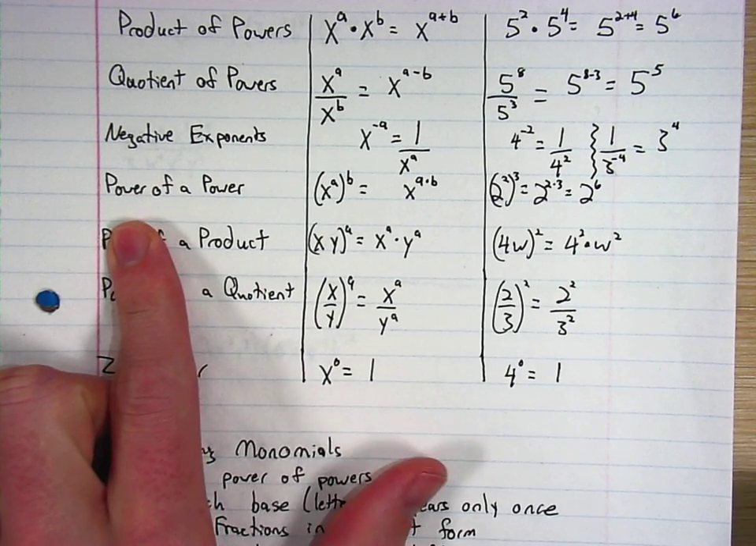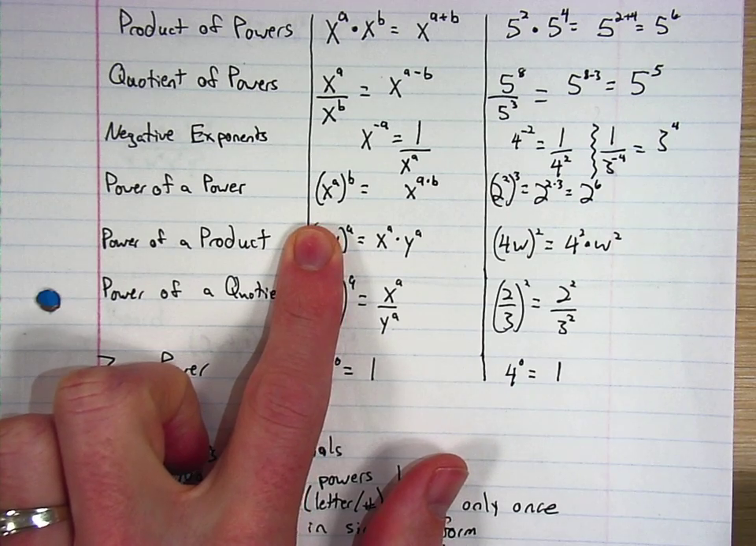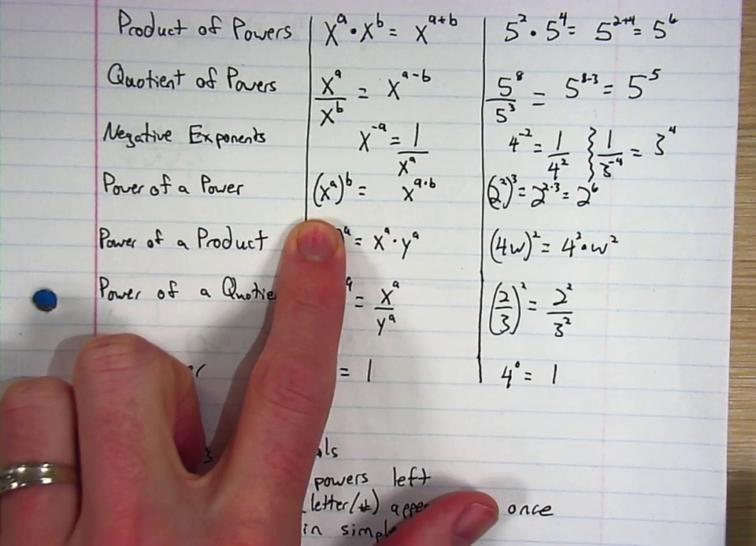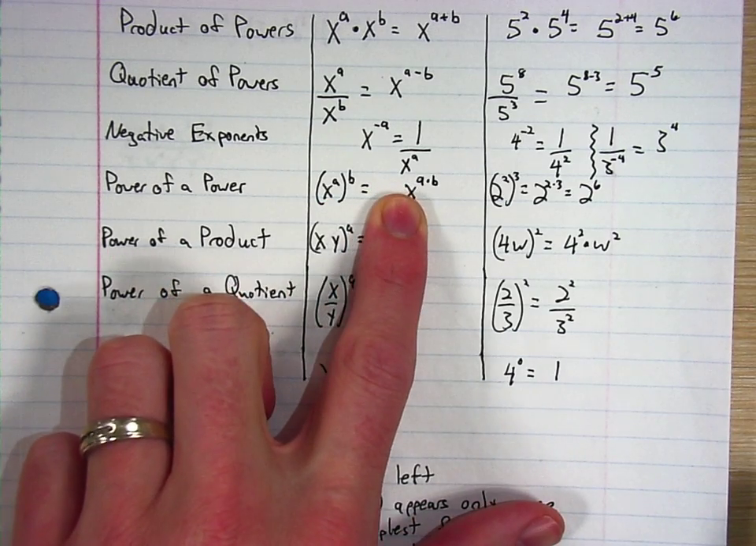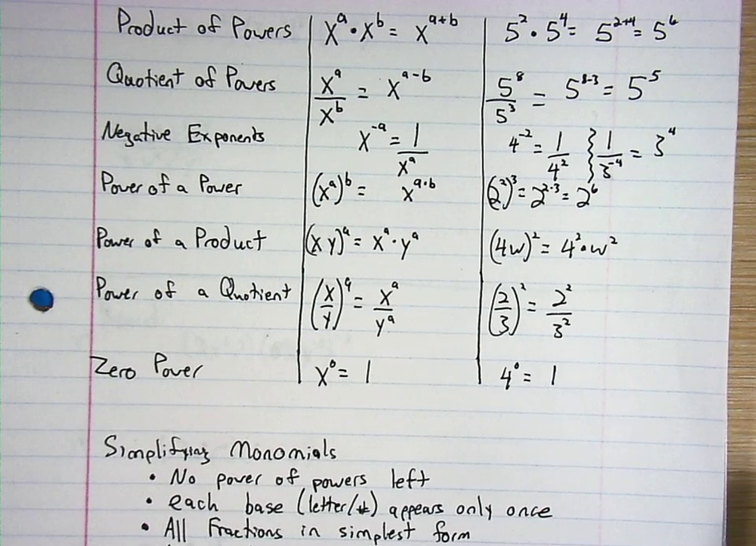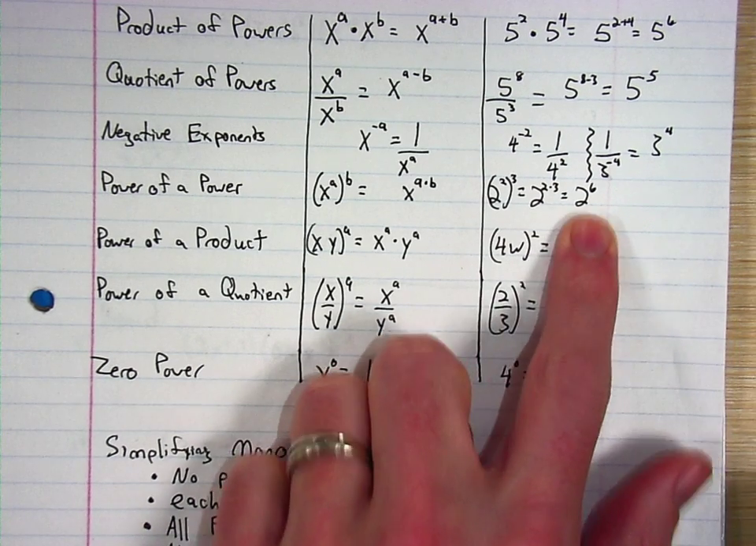Then we have the power of a power property. x to the a, parentheses to the b. So we have something to an exponent, parentheses to another exponent. We get to multiply those exponents together. So I have 2 squared to the 3rd power. That's going to be 2 to the 2 times 3, so 2 to the 6th power.